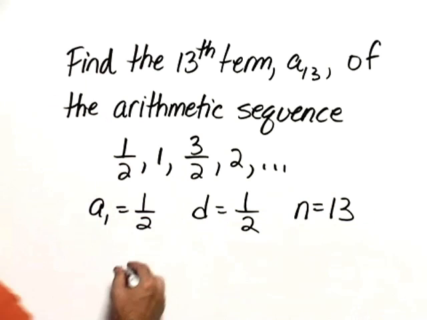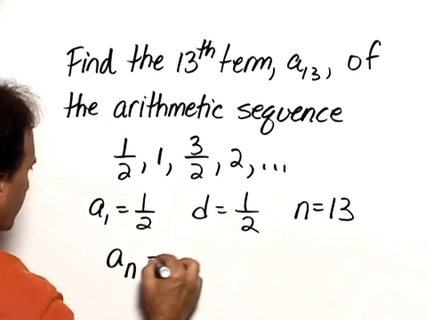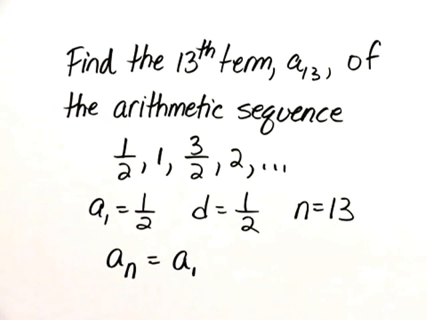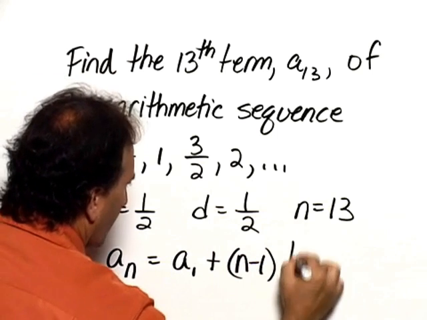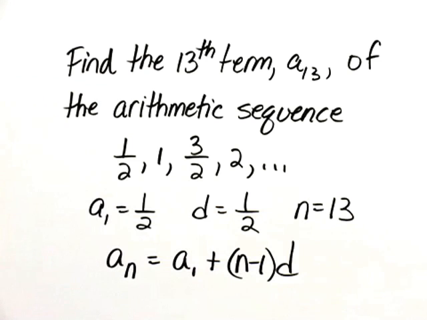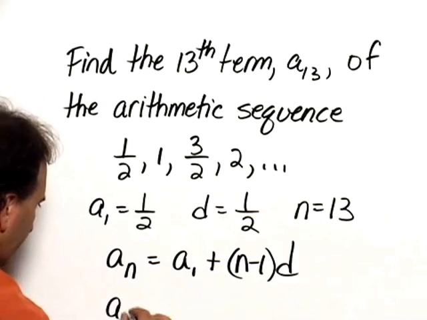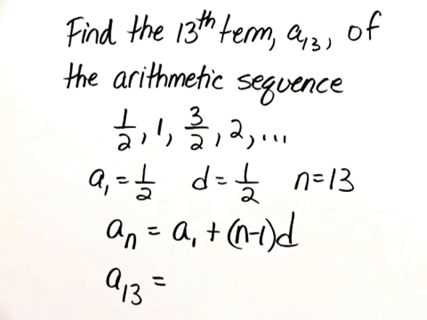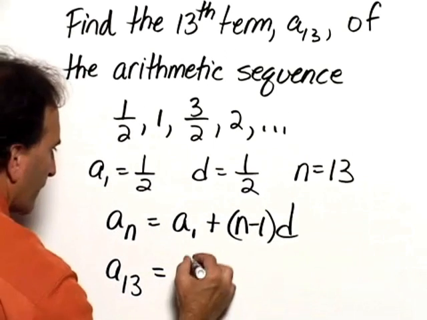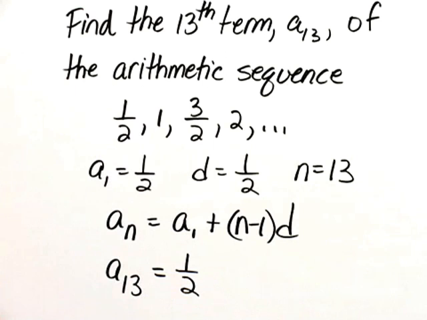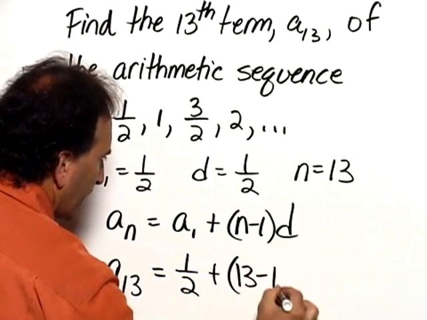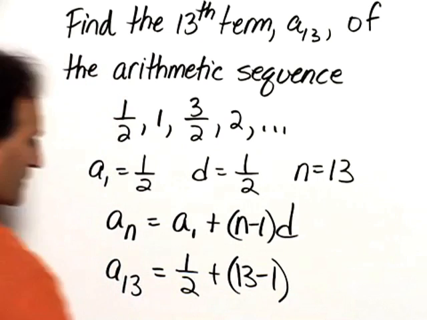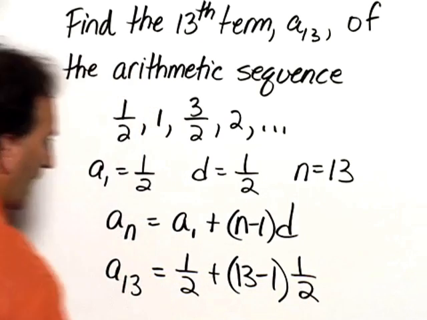Now the formula we have is a sub n is equal to the first term, a sub 1, plus n minus 1 times the common difference, d. We want a sub 13, the 13th term. So a sub 13 will be equal to the first term, which is 1/2, plus 13 minus 1 times the common difference, 1/2.